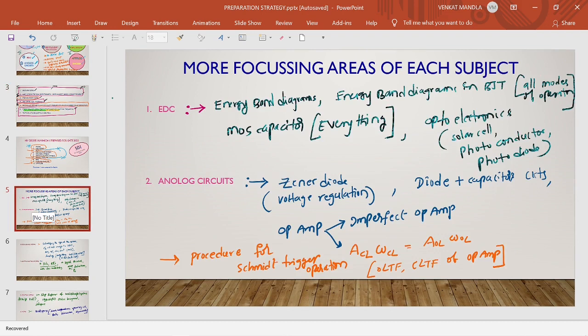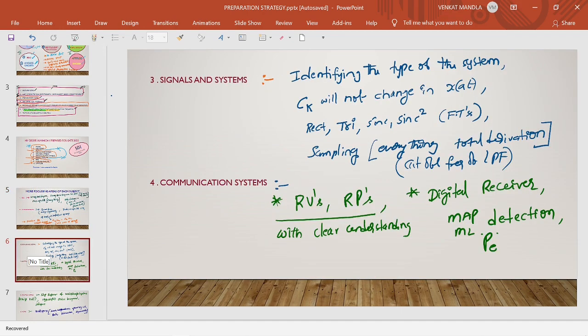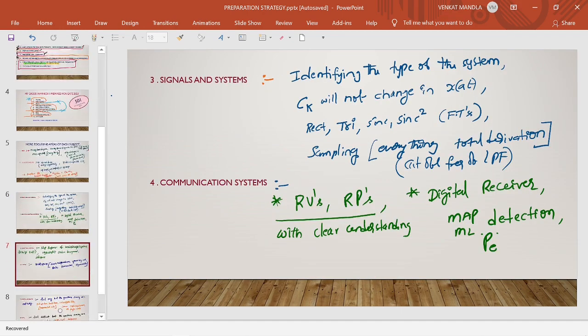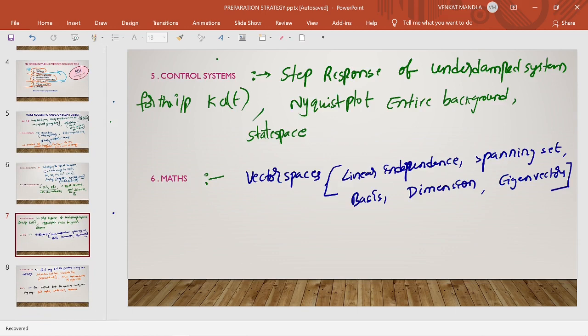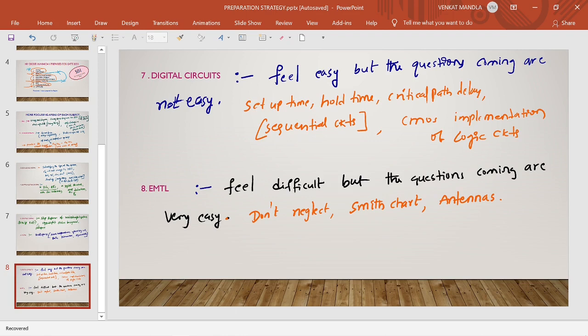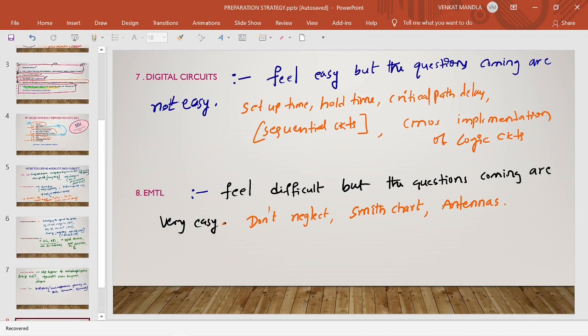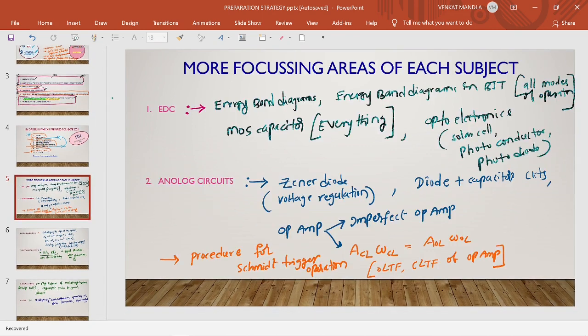This is EDC and analog in the first slide, and the next slide is signals and communications. The next slide is control systems and maths, and the last slide is digital circuits and EMTL. Okay, so I'm going to start with EDC and analog circuits. Which area do we have to focus on more?